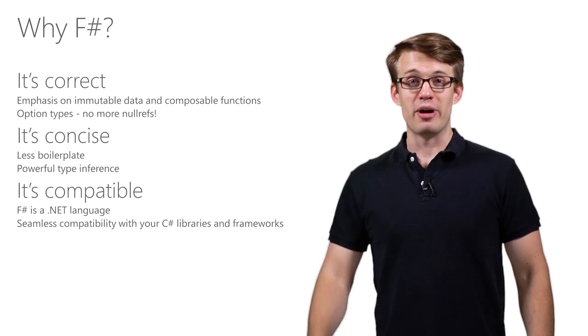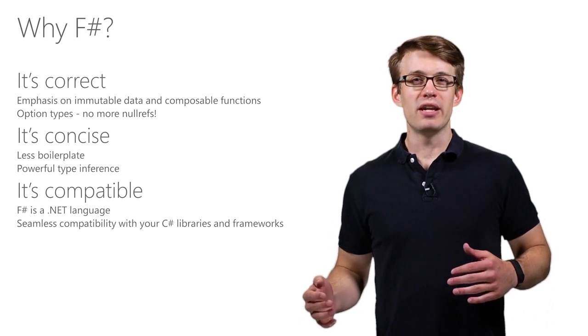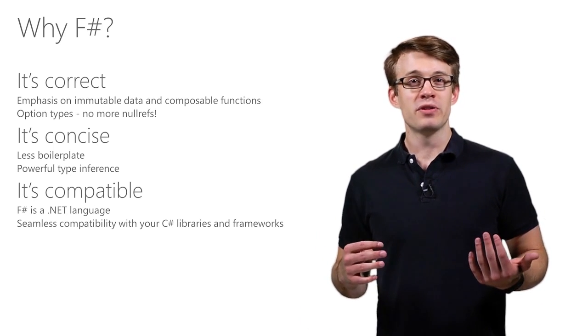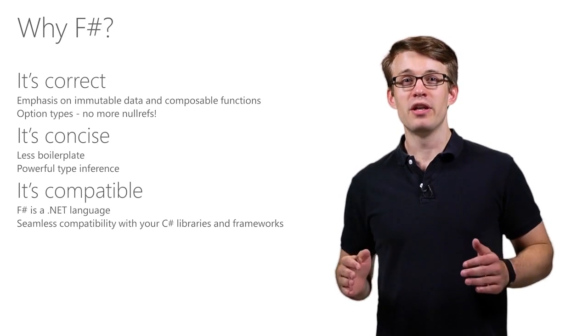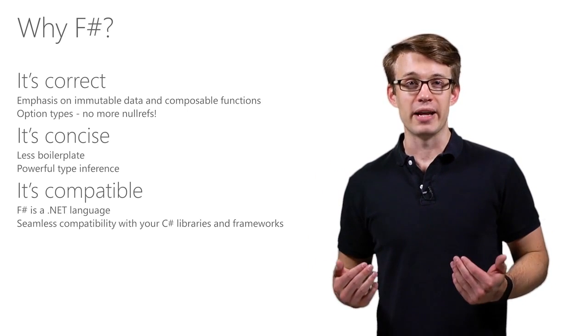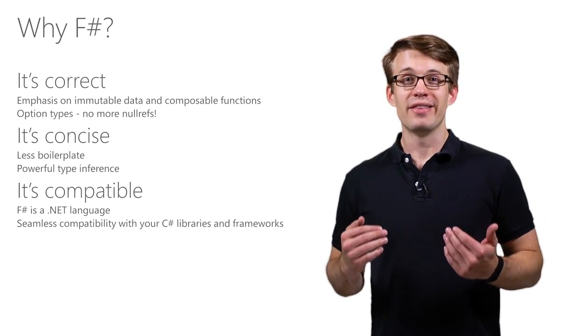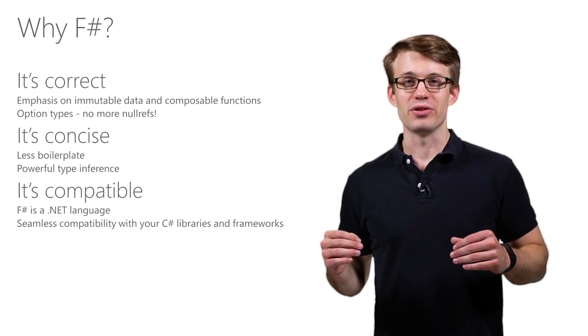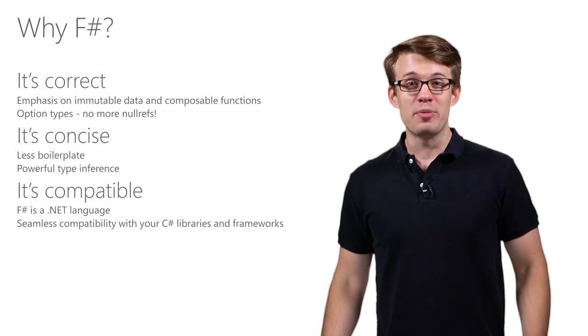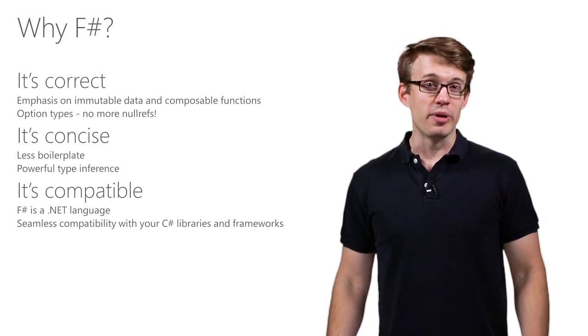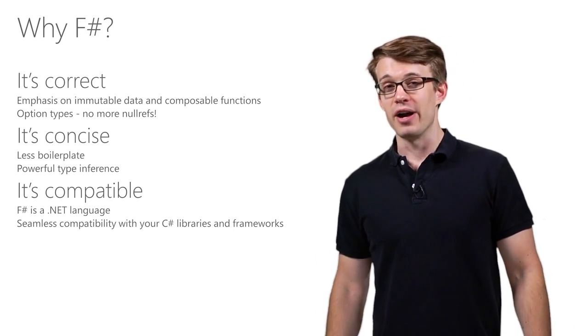Data is immutable by default, so instead of mutating or changing values of variables, F# code is all about using small, composable functions that work together to transform data. And you'll be happy to know that F# code rarely encounters those dreaded null reference exceptions. Instead, F# uses option types, which make it a requirement to check whether data is present or not.